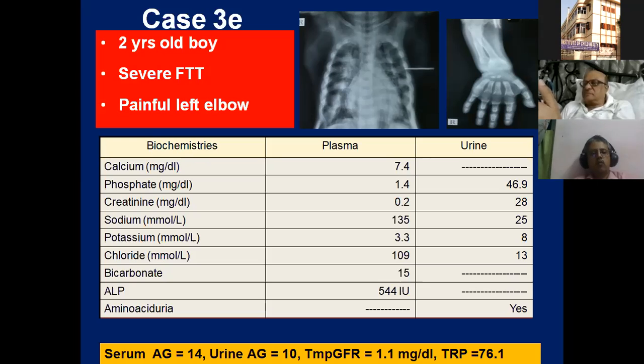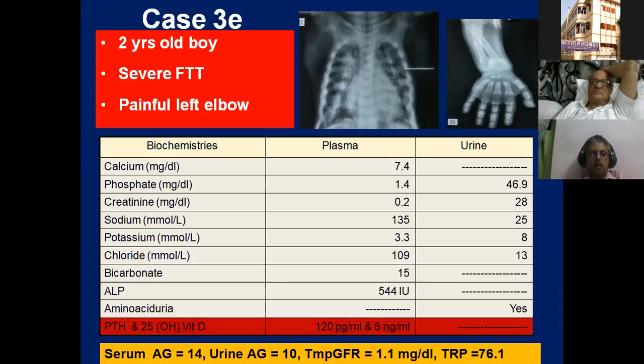right? Why not? Because we have got rickets, we have got normal anion gap metabolic acidosis, we have got amino aciduria. So what else? We have got phosphaturia. What else do we want? Fanconi, what cause? We did look into the eyes. We did not see any signs of cystinosis. But the PTH was also high, and the vitamin D was quite low.